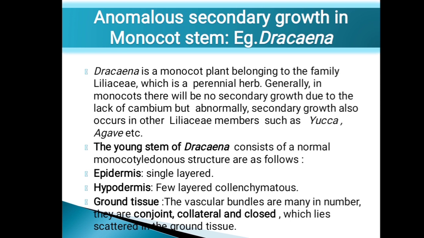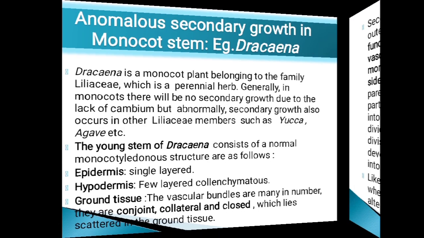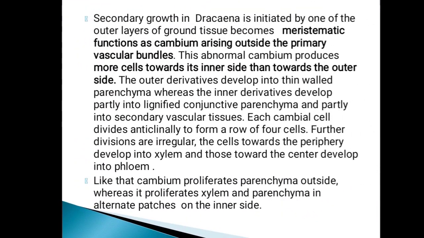Now coming to the young stem of Dracaena, it consists of normal monocotyledonous structures as follows. The young stem is differentiated into epidermis, single layered, hypodermis, few layered, having collenchymatous cells, and next followed by the ground tissue. The vascular bundles in the ground tissue are many in number. They are conjoint, collateral and closed, and lie scattered in the ground tissue. Now coming to the secondary growth in Dracaena, this is actually initiated by one of the outer layers of the ground tissue. Note the point here. All the vascular bundles are scattered, something like a monocot stem. Here also they are scattered.